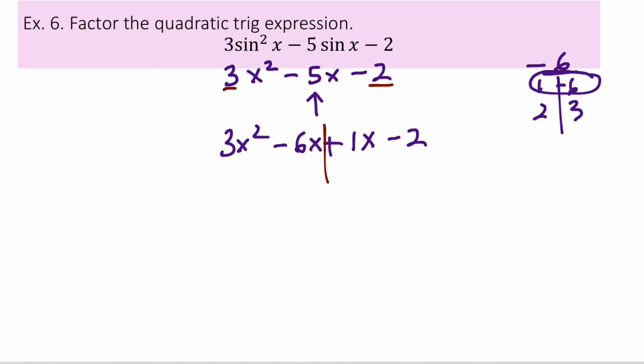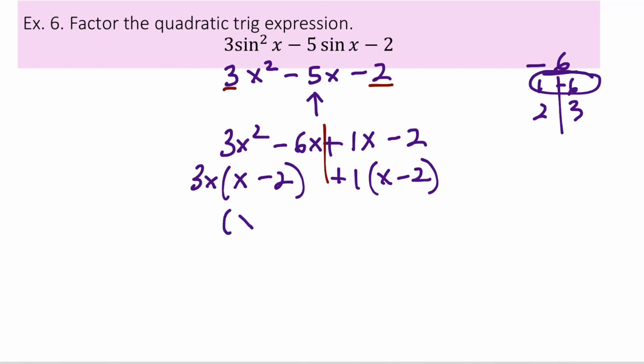So now I'm going to do GCF factoring by parts. 3x times x minus 2 plus factoring out a 1, x minus 2. So I should check my distributing here. 3x times x, yes. 3x times negative 2, yes. 1 times x, yes. 1 times negative 2, yes. So now my final factored form is x minus 2 times 3x plus 1.